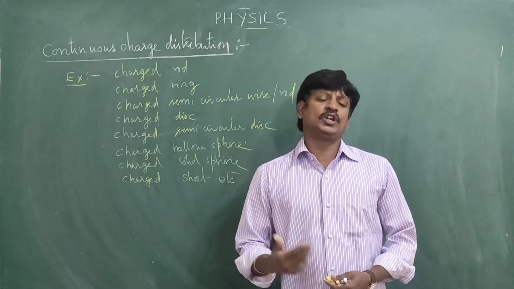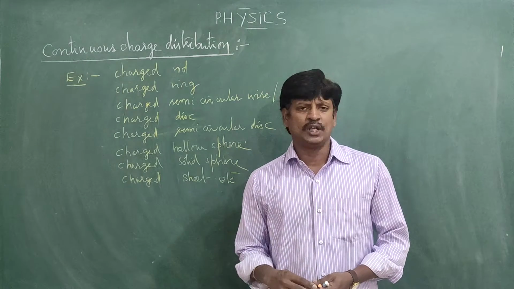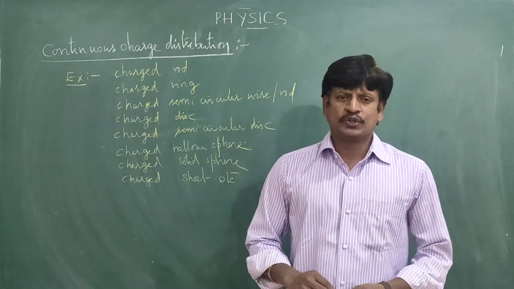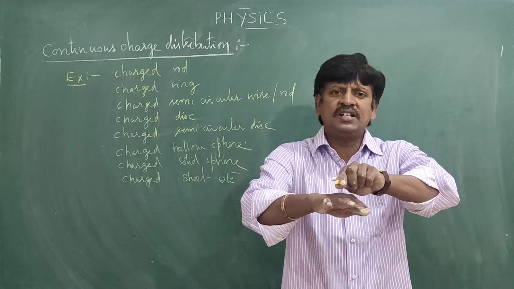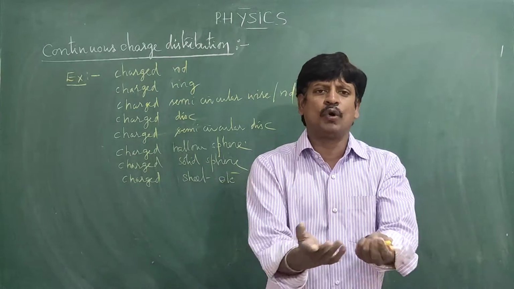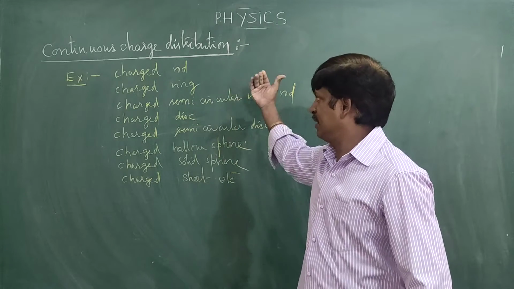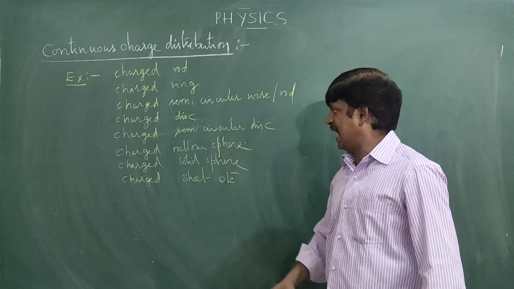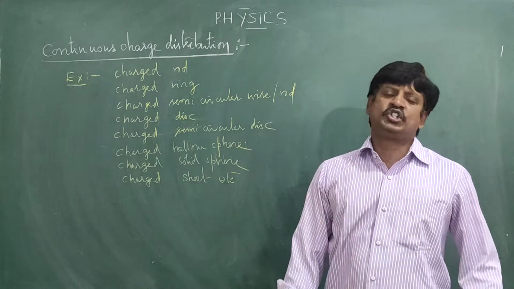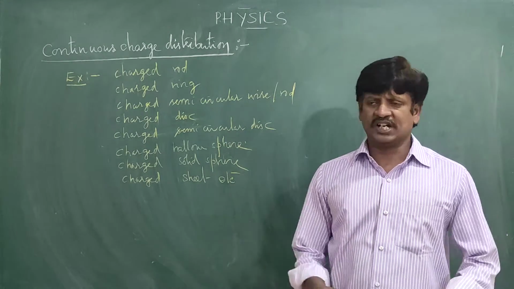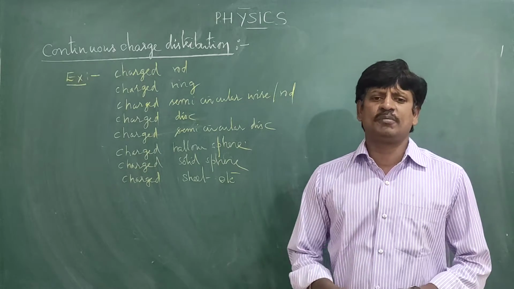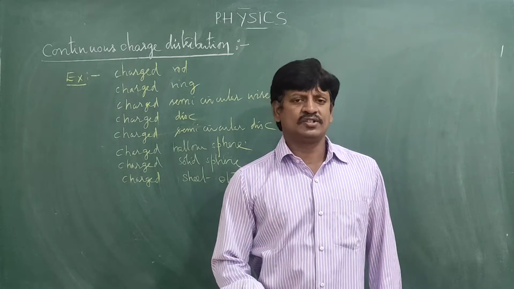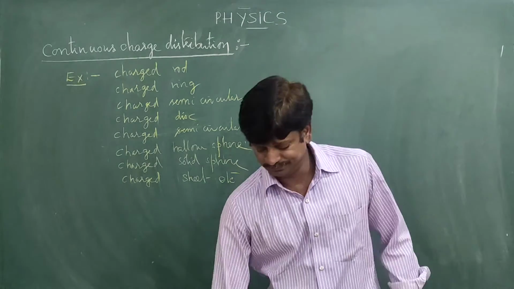But once again you can have two types of charge distribution. One is uniform charge distribution, the other is non-uniform charge distribution. Uniform charge distribution means charge is distributed similarly throughout the rod, ring, wire, disc, semicircular disc, hollow sphere, solid sphere, or sheet. Non-uniform charge distribution means charge is not distributed uniformly. At some places the charge concentration will be more, at some places less, and so on.